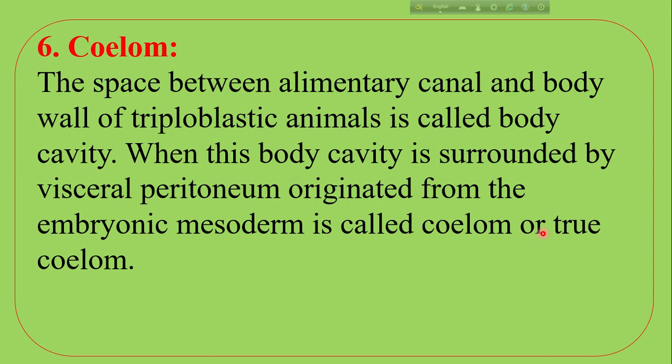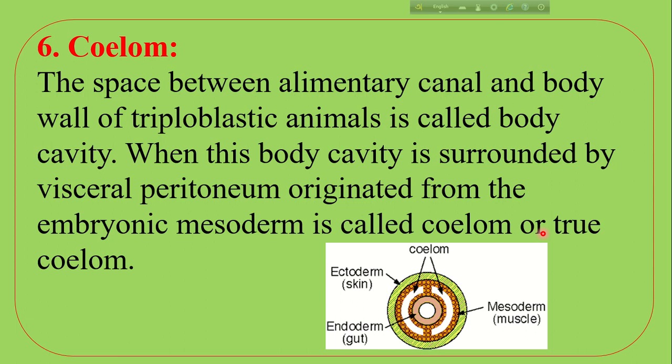How? We will describe. Follow the picture. Coelom. This is the outer structure, that means we may say body wall. This is the digestive canal or gut. Between the digestive canal and body wall there is a cavity. When this type of cavity is formed by the mesoderm layer and surrounded by peritoneum membrane, it is called coelom, otherwise not.